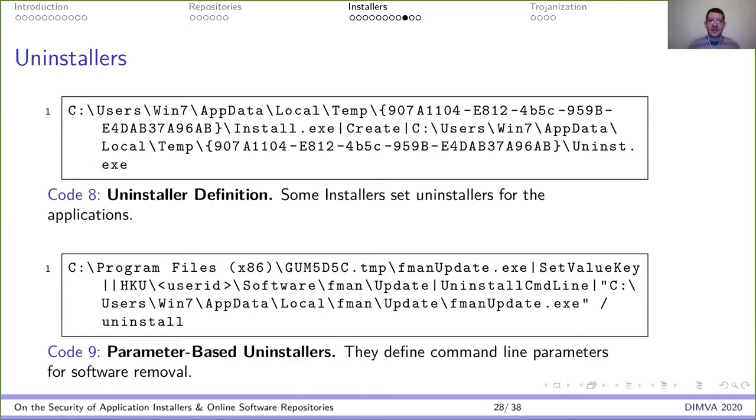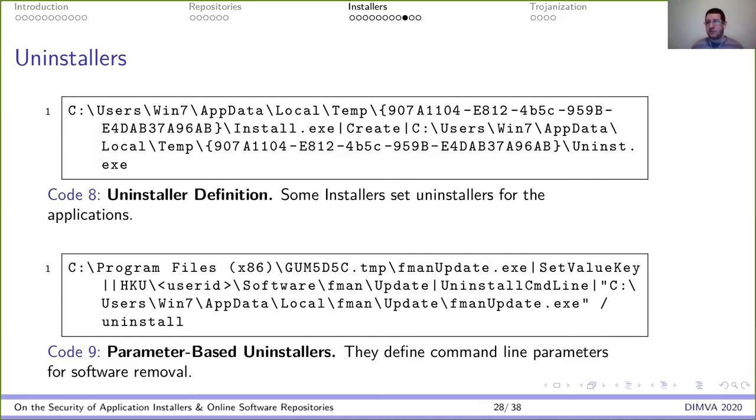And as important as properly installing software is to uninstall it, to allow the user to remove the software if it is not required anymore. But what we identified was that, in fact, only a small number of applications really deployed a standalone installer, as shown in the first code here, that the user could just double-click and execute to remove the software.